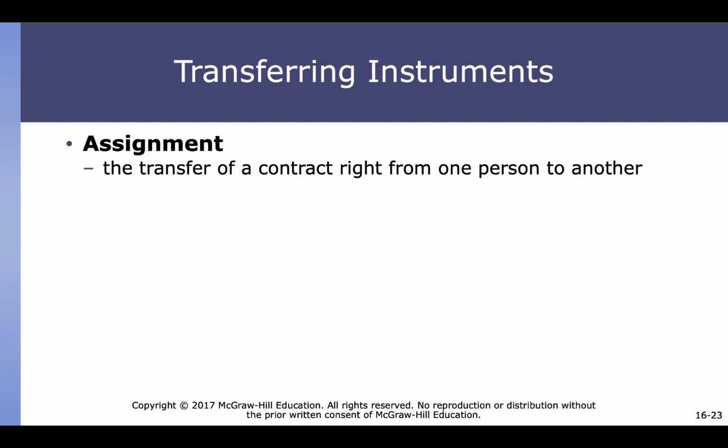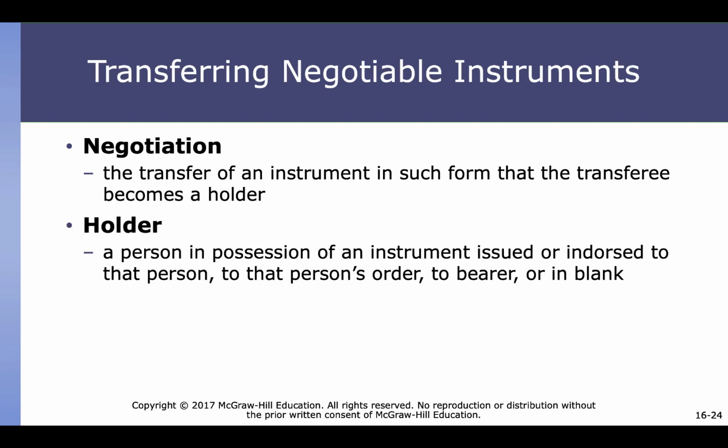And I can transfer negotiable instruments. That's called assigning them. And it's the transfer of a contract right from one person to another. And with negotiable instruments, I can transfer them simply by negotiation. So negotiation is the transfer of an instrument in such form that the transferee becomes a holder. And a holder is a person in possession of an instrument issued or endorsed to that person's order, to bearer, or in blank.